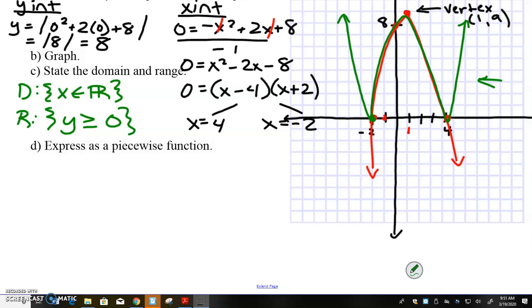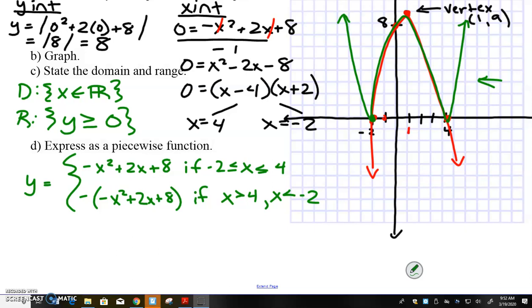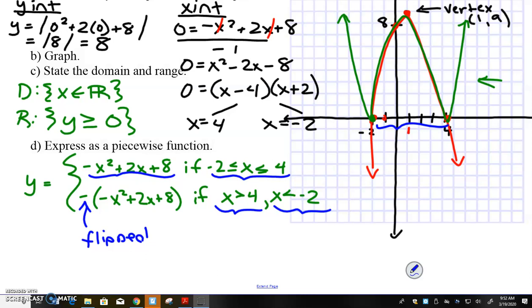Now let's look at the piecewise function. Here the piecewise follows the original parabola between negative 2 and 4. Again, that's where my original parabola was. So it's going to follow the original parabola path where x is between negative 2 and positive 4. However, it's going to be flipped where x was either bigger than 4 or x was less than negative 2. Again, that's just talking about this flipped portion right here to make up our piecewise function.